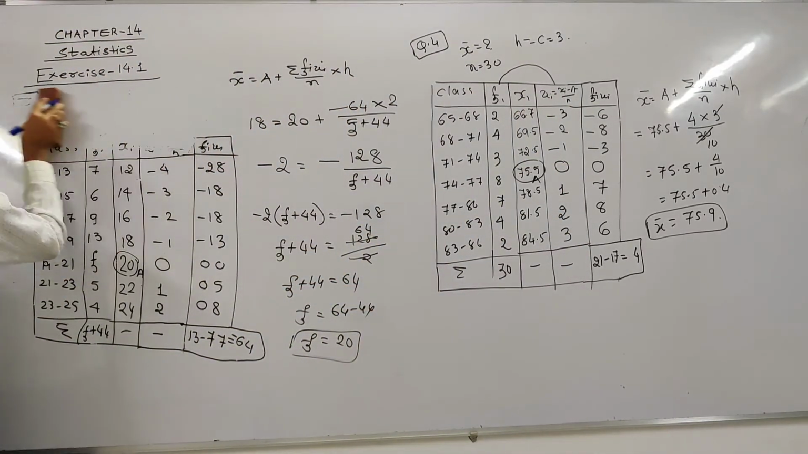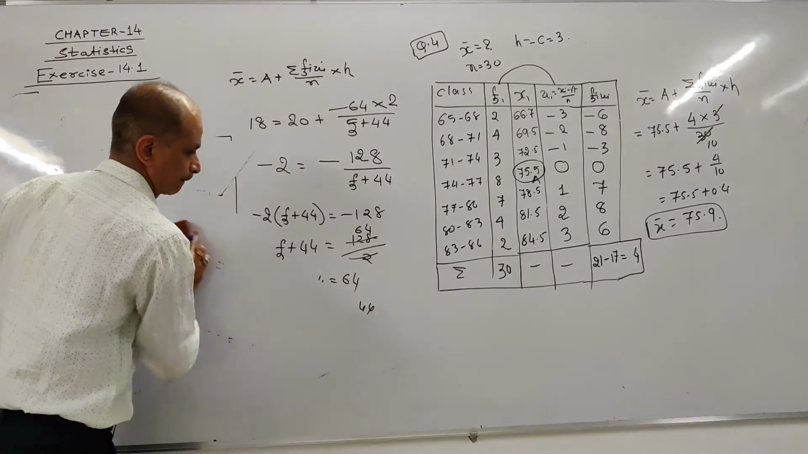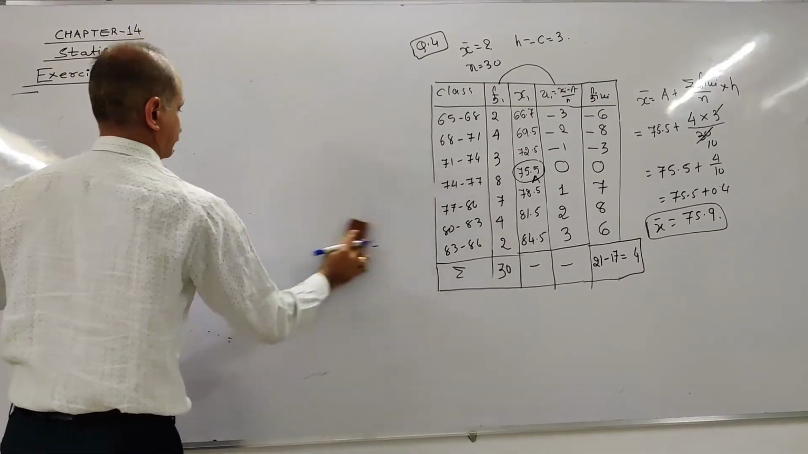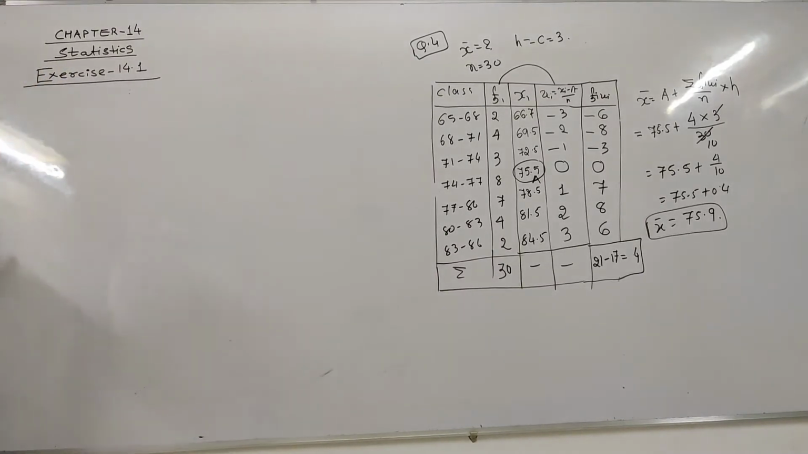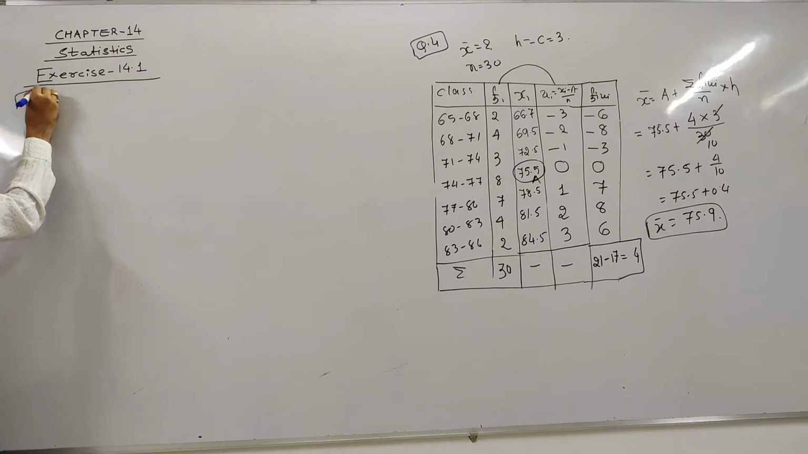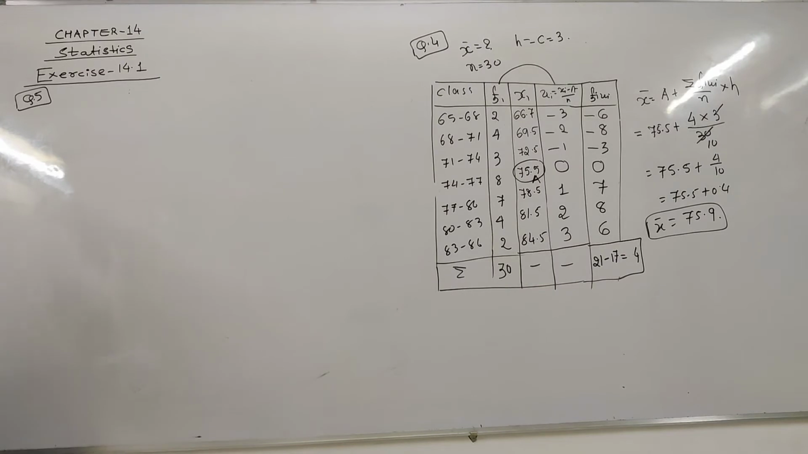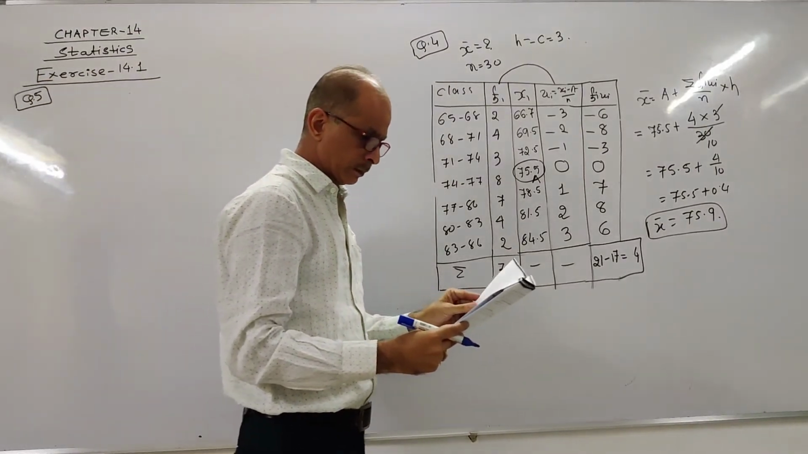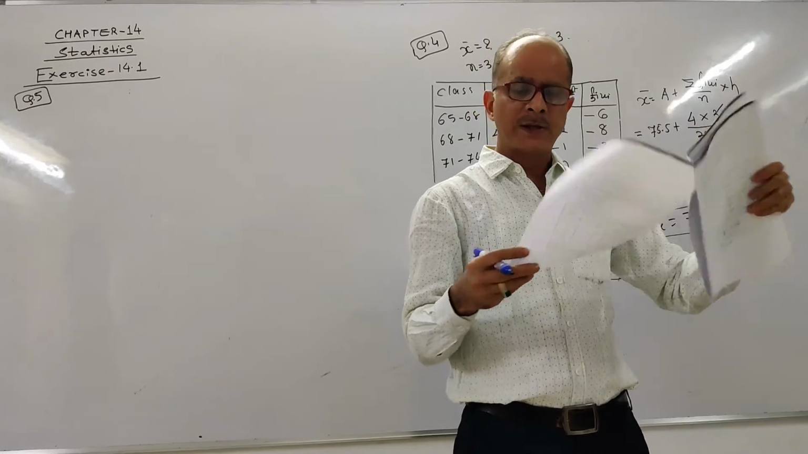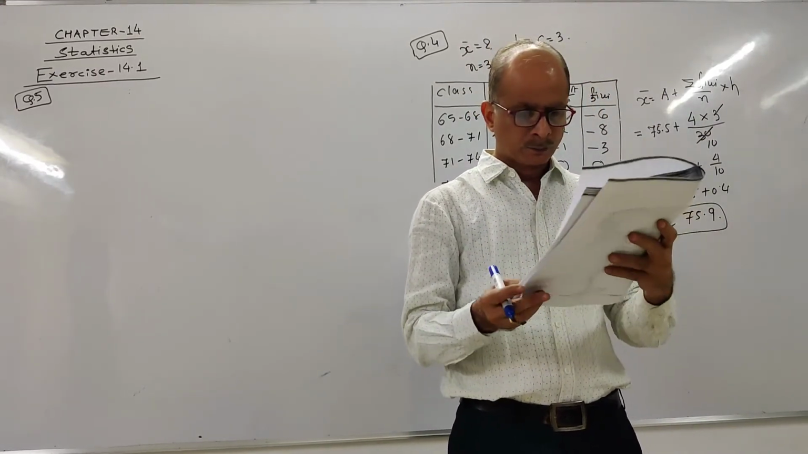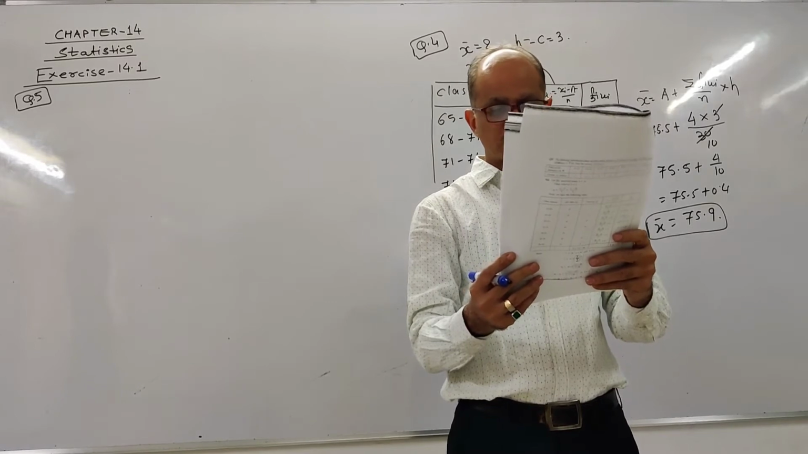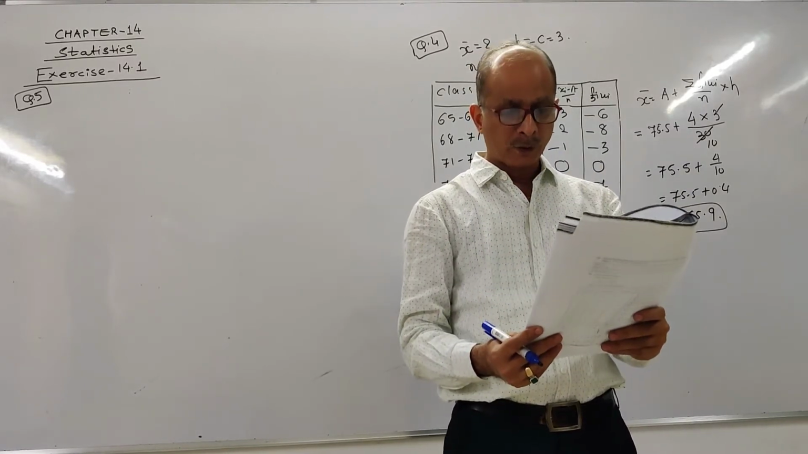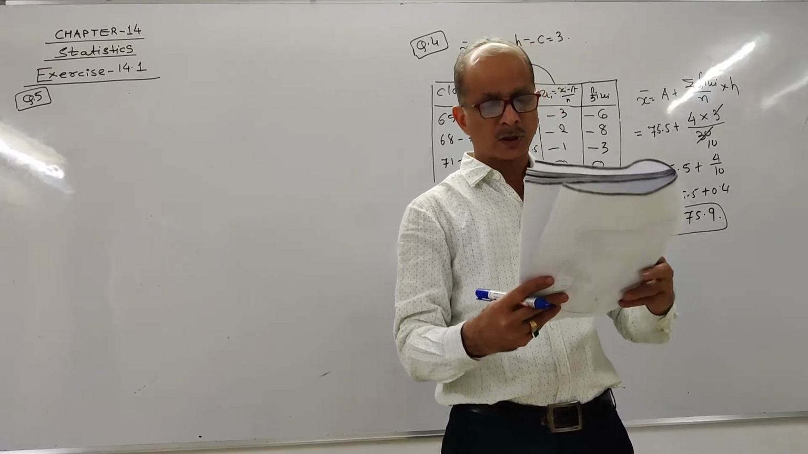Now let me start example number 5 of exercise number 14.1. Well, in a retail market, fruit vendors were selling mangoes kept in a packing box. These boxes contain varying numbers of mangoes. The following was the distribution of mangoes according to the number of boxes.